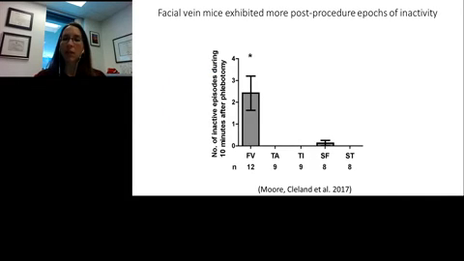So during that 10-minute observation window after the phlebotomy, we looked at behaviors such as activity and grooming, and we did find a significant increase in the epochs or periods of inactivity in our facial vein group mice. And we define those as periods of 15 seconds or more in which the mice were largely immobile. And so we interpret this to mean that the facial vein procedure was either more painful or distressful to the mice. And this was similar to what was reported in that original paper that I talked to you about earlier, where they also had decreased activity in their facial vein group.